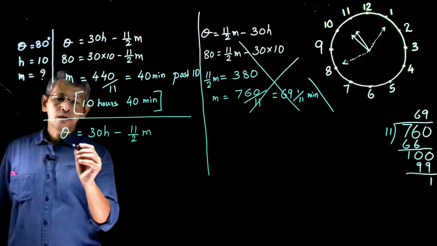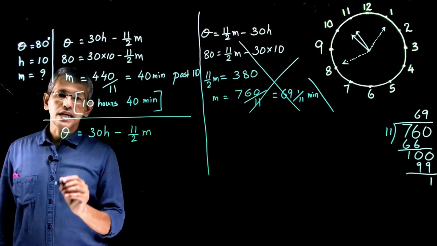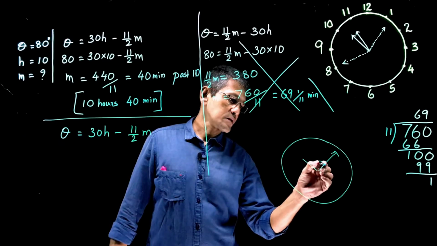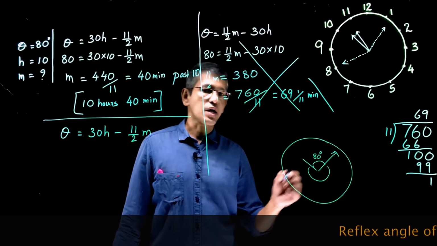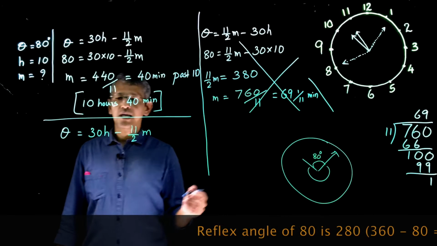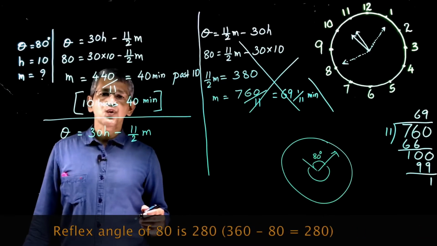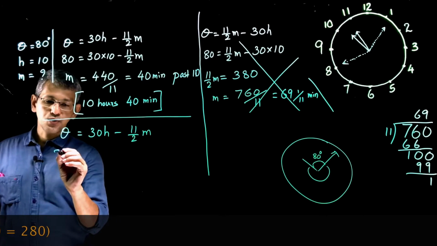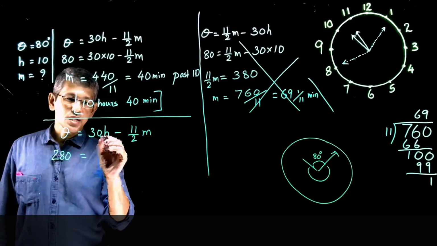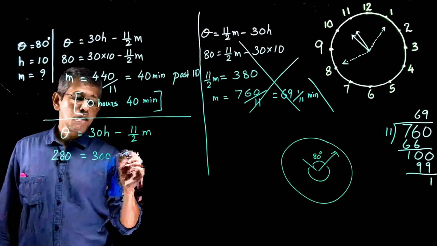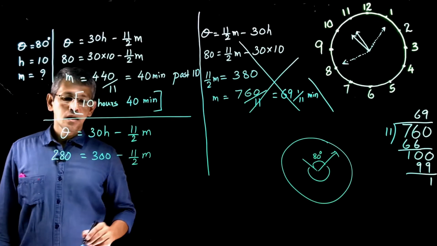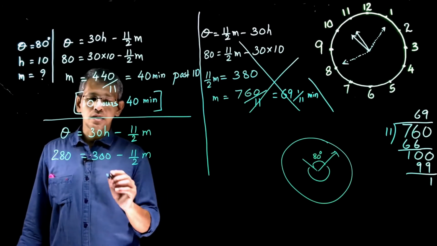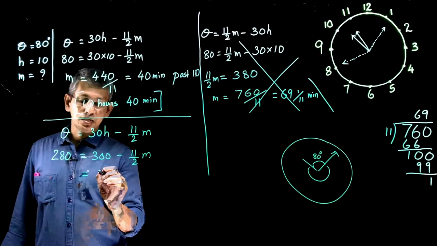So what we do, instead of this theta 80, we use the reflex angle of that 80. This is 80, the other angle, the opposite to that. So that means 360 minus 80. 360 minus 80 is what? 280, correct? So theta, we'll take it as 280. That is equal to 30 into h, that means 300, minus 11 by 2m. Let's try this. 300 minus 280 goes to the other side. So that's minus 280. So 300 minus 280 is 20.